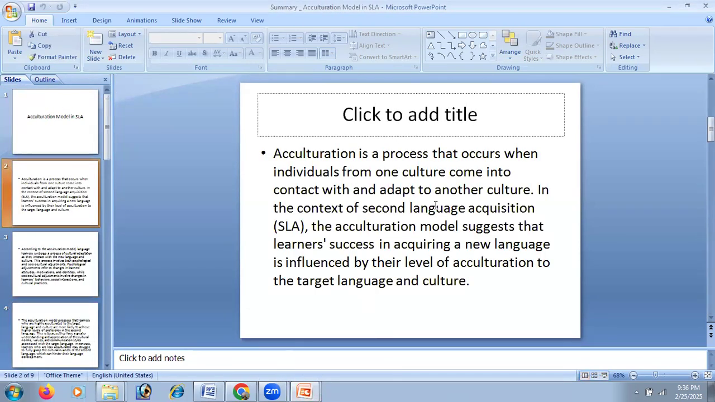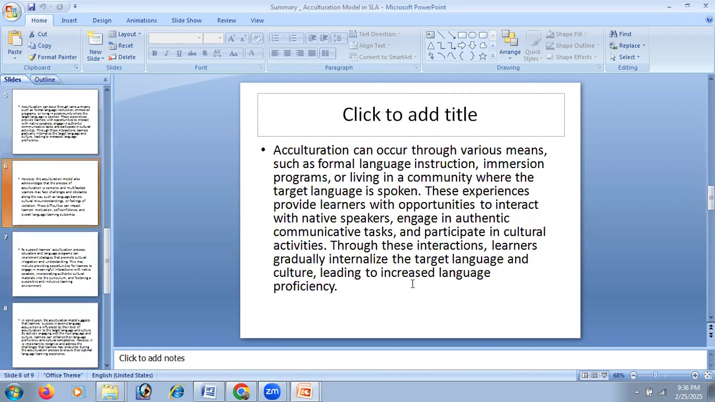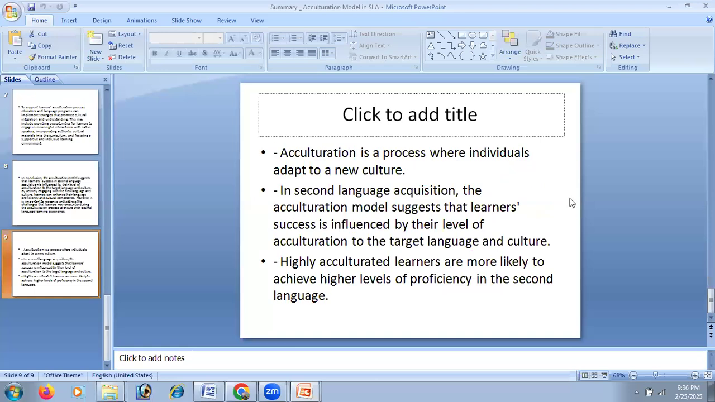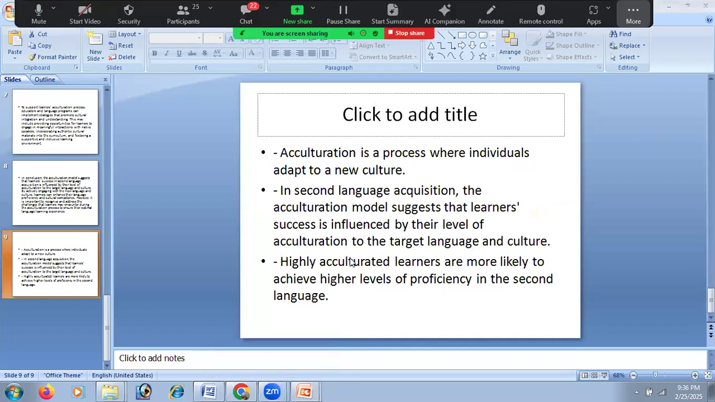Okay, so acculturation is a process that occurs when individuals from one culture come into contact with and adopt another culture. That is called acculturation. In second language acquisition, the acculturation model suggests that learners' success in acquiring a new language is influenced by their level of acculturation to the target language country's culture. So find some time to read the slides. Okay, so this is about the acculturation model in second language acquisition.